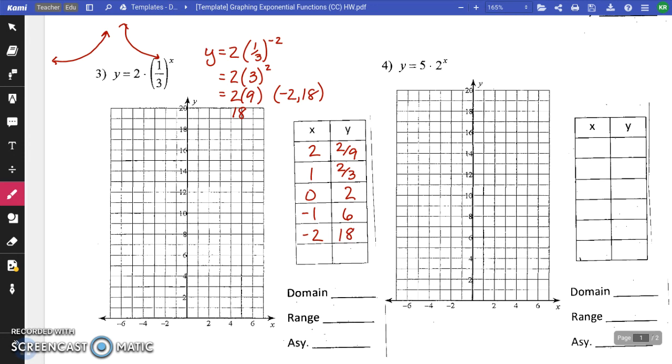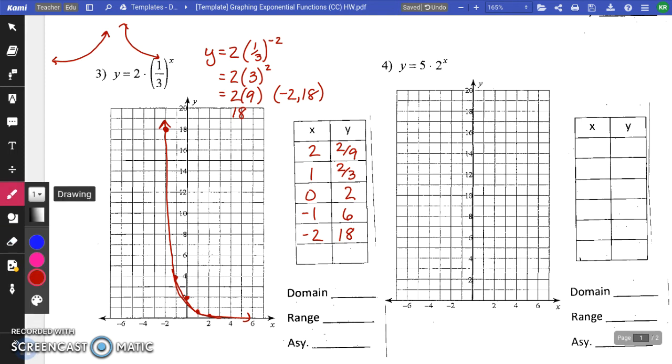Okay, you can get other points if you like, but this will be enough for us to tell what's going on. So -2, 18, -1, 6, 0, 2, 1 is 2/3, and 2 is 2 ninths. So you're just going to have to estimate those. But what you can see is this is going to be decreasing. Comes down pretty steeply. Looks something like that.